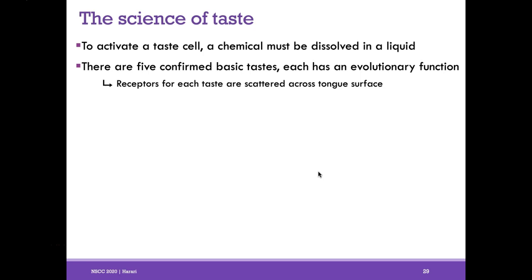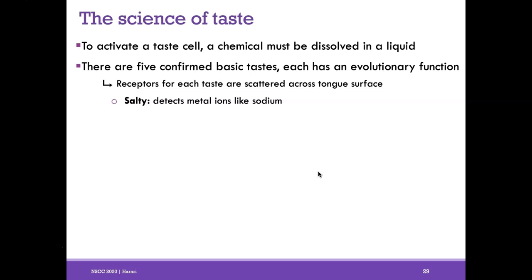Receptors for each taste are scattered across the tongue, and we have different receptors for each of these different types of taste. So salty. Our salty receptors detect metal ions like sodium. So salt is sodium chloride. So when we have sodium chloride on our tongue, certain receptors will detect that sodium and send a signal to the brain that, okay, I just had sodium.